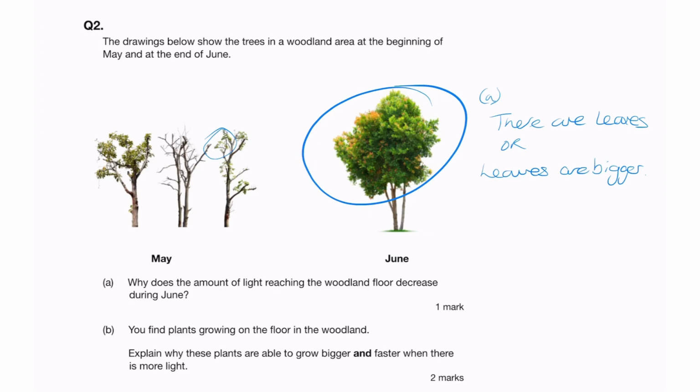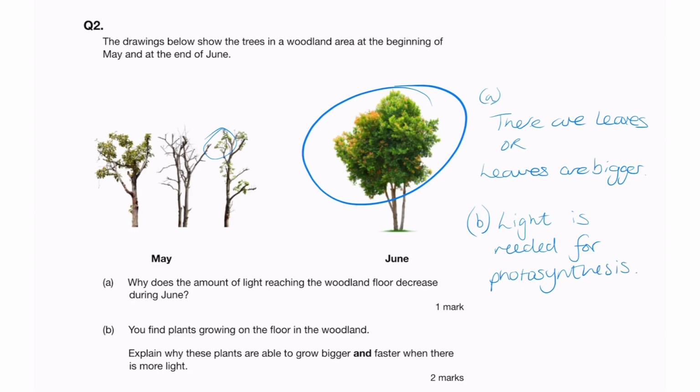Right, and then they go on for part B, and they want 2 marks for this question, for this answer. You find plants growing on the floor in the woodland. Explain why these plants are able to grow bigger and faster when there is more light. So this is all about links. You need to say what light is needed for. So we know that light is needed for photosynthesis. Okay, that's the first marking point. So you state the obvious on what you need the light for.